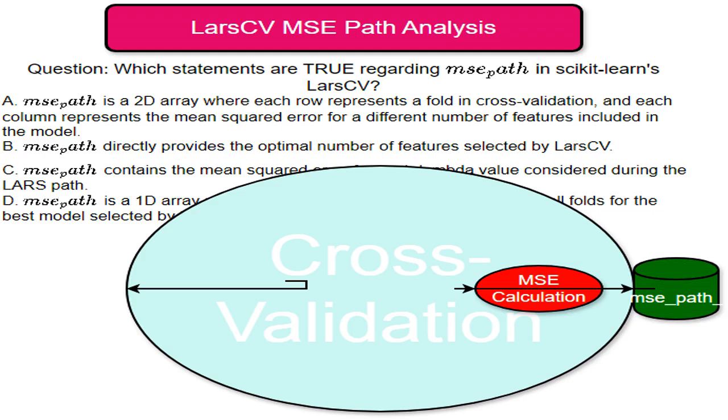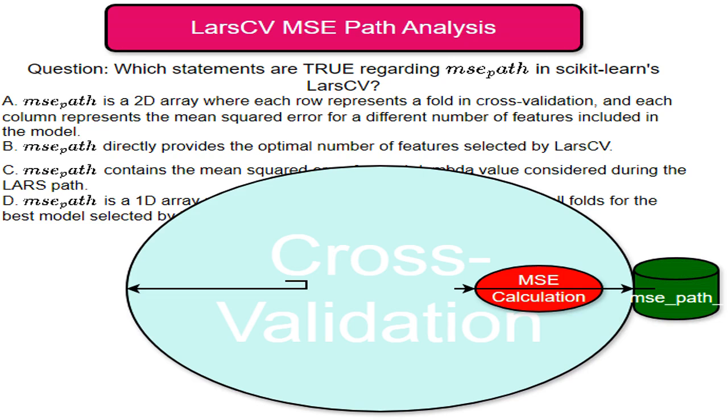In the context of LarsCV, cross-validation means I'm splitting the data into multiple sets, folds. I train the model on some folds and test it on others. This helps to estimate how well the model will perform on unseen data. It reduces the risk of overfitting, meaning the model won't work too well only on the data I used to train it.